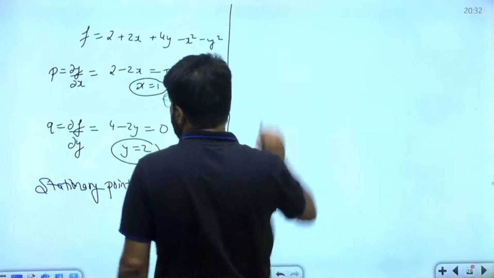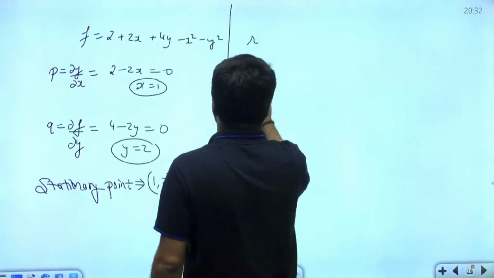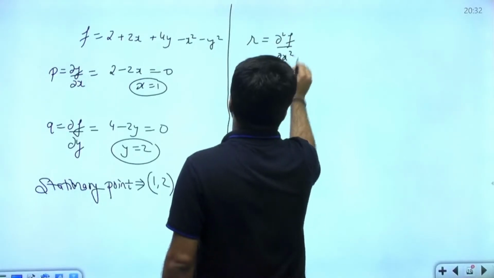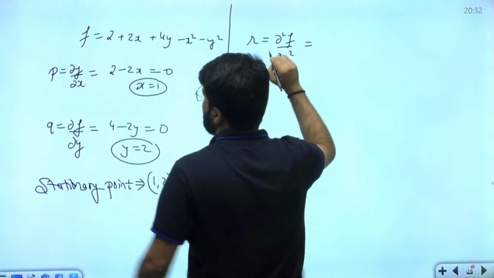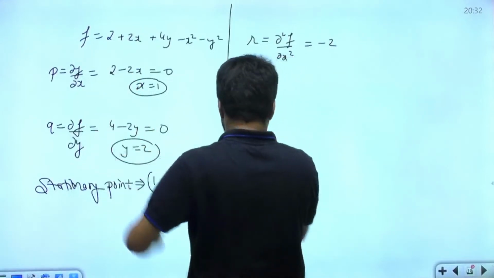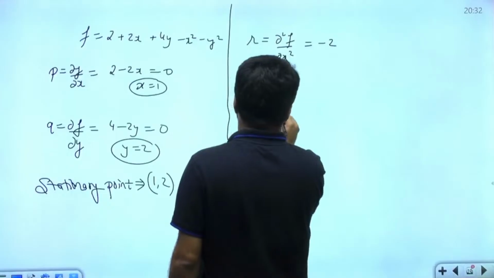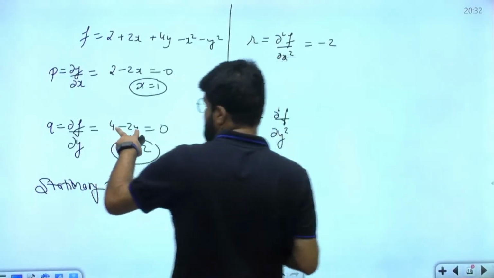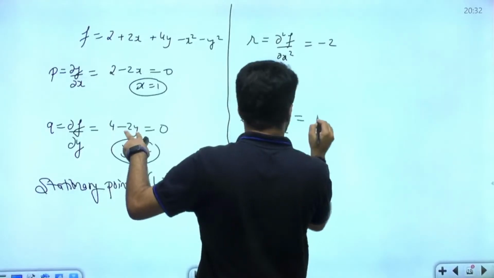For that, we'll go to the second derivative. So p, q, then r, s, t. What is r? Del 2f by del x square, the double derivative with x. This is the first derivative; again you differentiate, minus 2. Let me go to t first: t is del 2f by del y square, the double derivative with y. Differentiating the first derivative with y again gives minus 2.